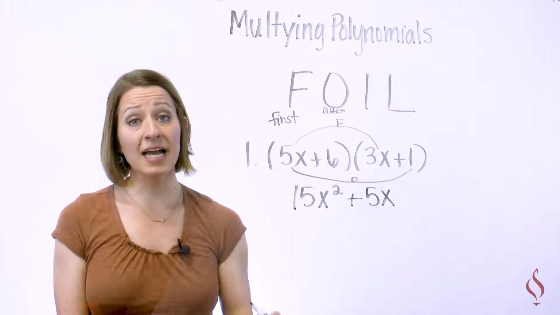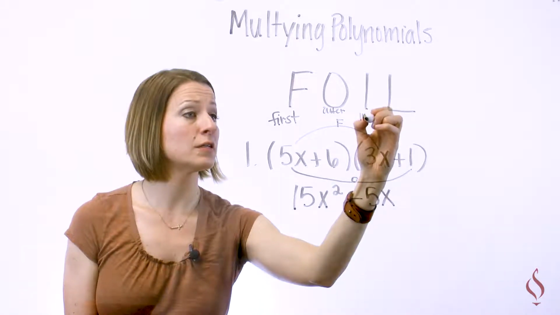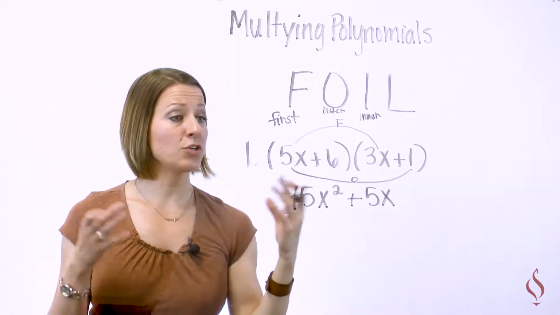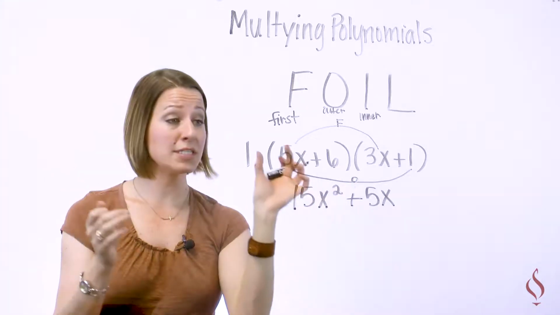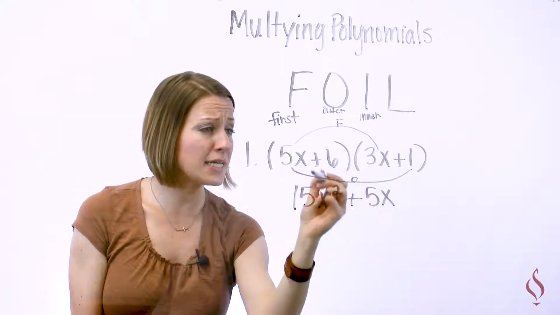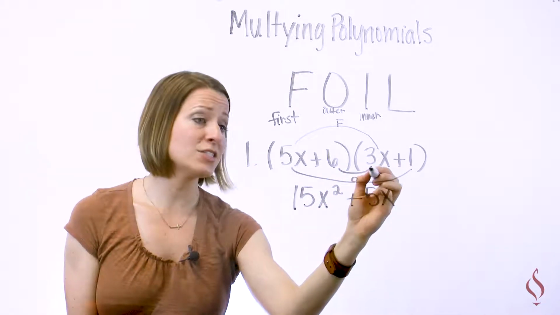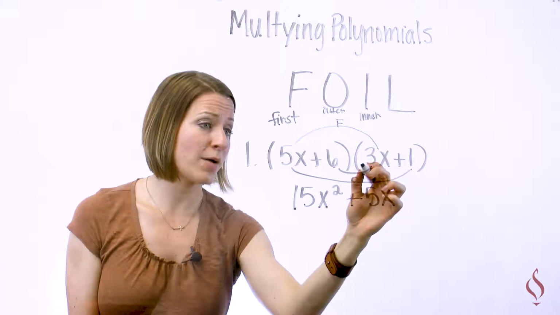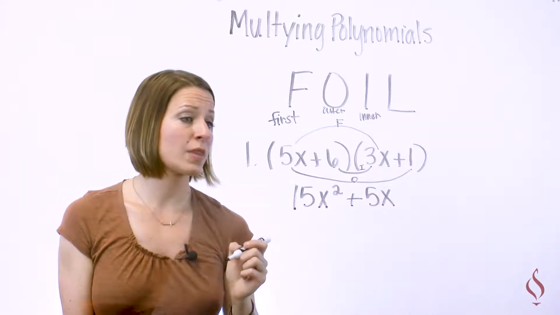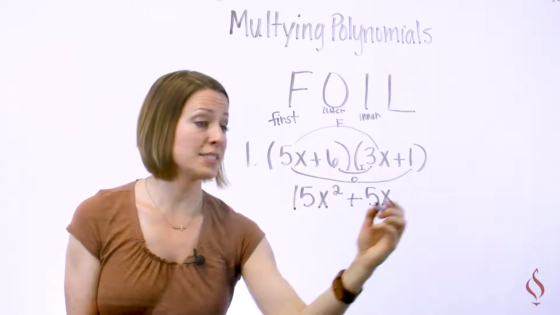Okay. Next, I stands for inner. Again, when you're looking at the problem as a whole, it's the numbers right here on the inside. So I'll just squeeze in a little line. And again, these lines are not necessary. I'm just showing you for this example. 6 times 3x is 18x.